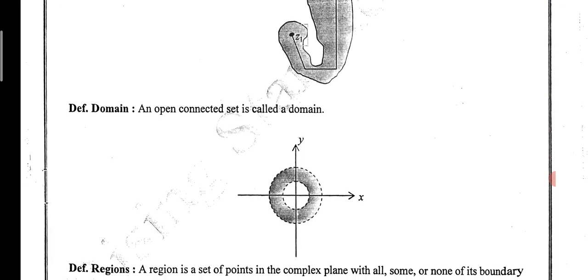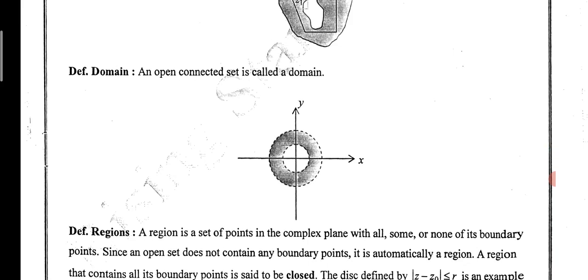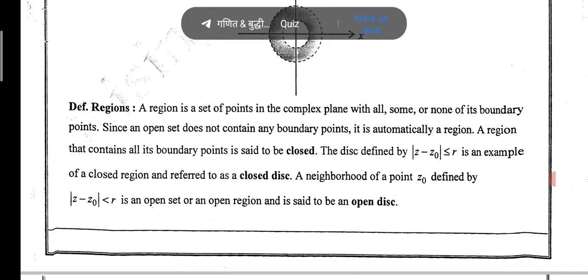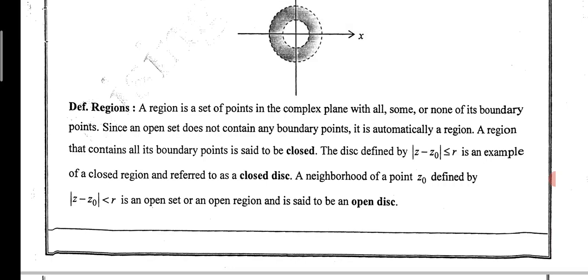What is meant by domain? An open connected set is called a domain. What is region? A region is a set of points in the complex plane with all, some, or none of its boundary points. Since an open set does not contain any boundary points, it is automatically a region. A region that contains all its boundary points is said to be closed.